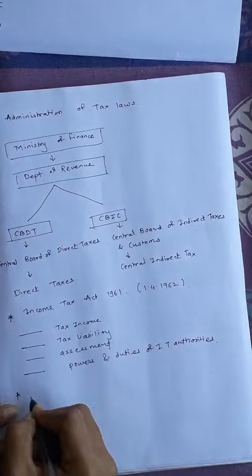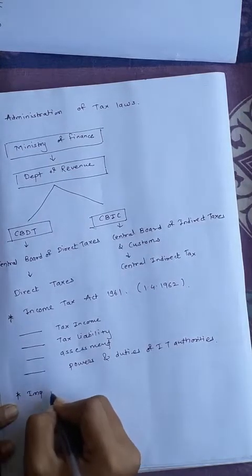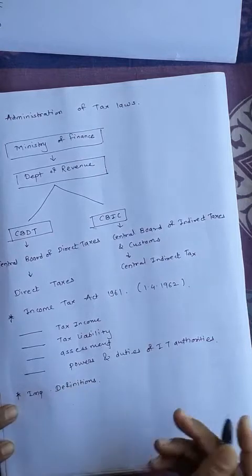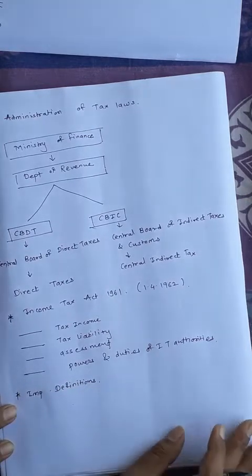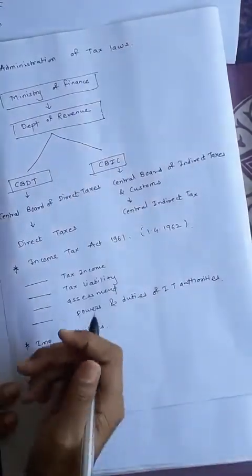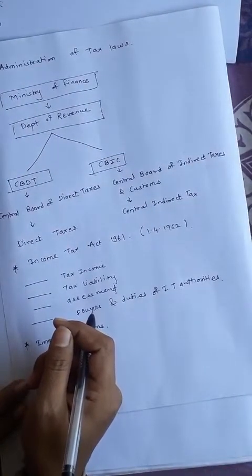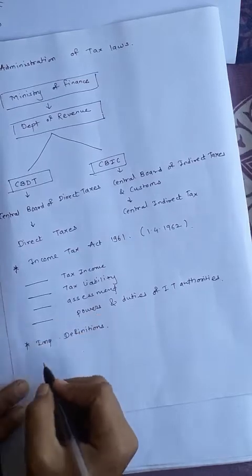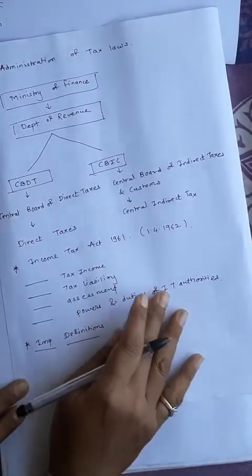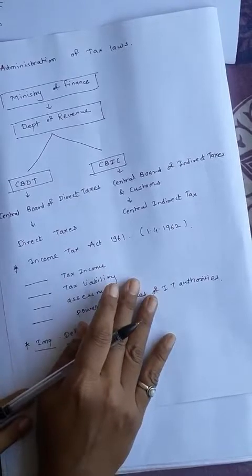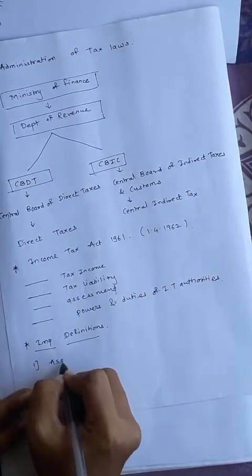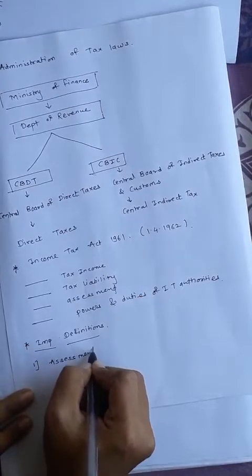Now we will discuss some of the important definitions given in the law which are necessary to understand prior to solving the problems on income from salary, income from house property, income from business and profession, and income from other sources. These are the four important sources of income, but before that we need to understand some of the basic concepts. The first important concept is assessment year.